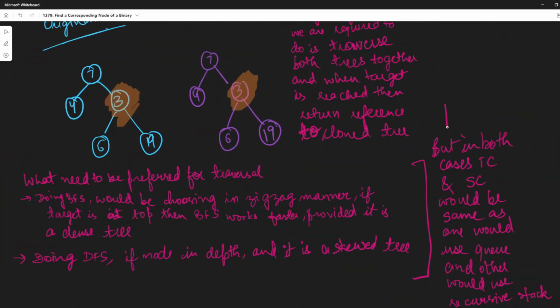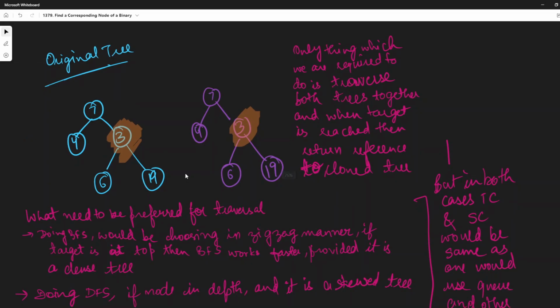Okay, so the thing is that our original tree is given and the clone tree is given to us, same as the first example I have taken here, and we are required to find this. This is the original tree and this is the clone tree. So the only thing we are required to do is traverse both trees together, as I told earlier. And when the target is reached, we are required to return the reference to the clone tree, meaning the reference of this particular target in the clone tree only.